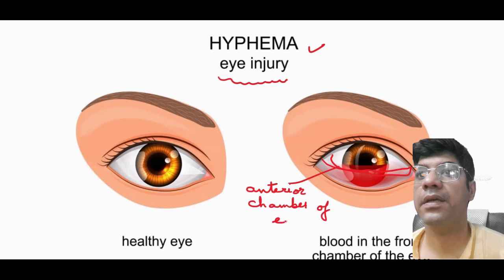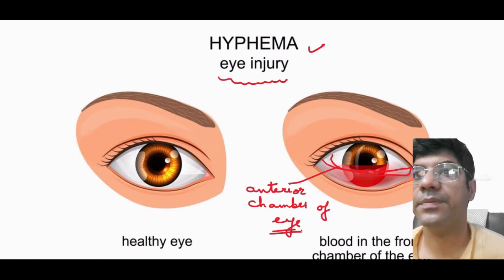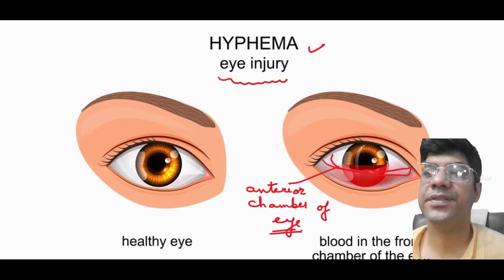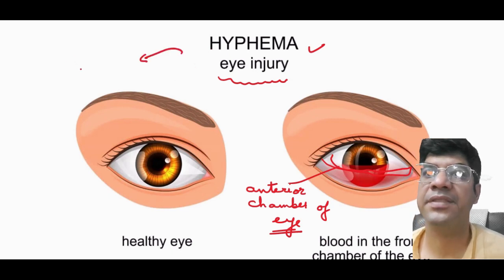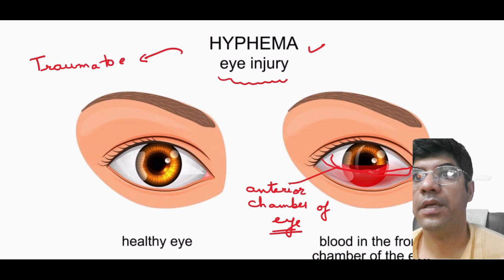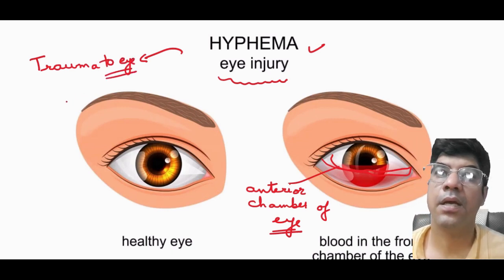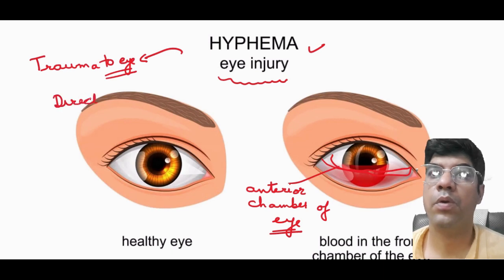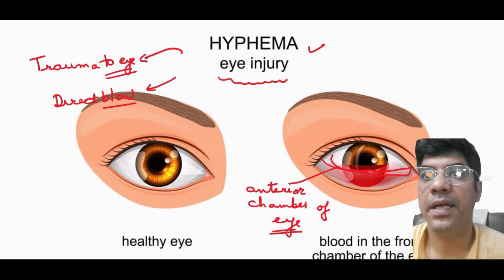of the eye. That is the space present between the cornea and the iris. So why does this condition occur? Remember, it is generally seen as a result of trauma to the eye, such as when there is a direct blow or injury, a direct hit.